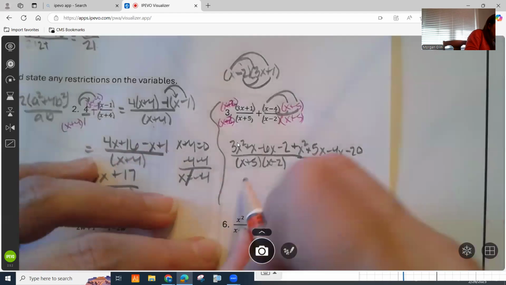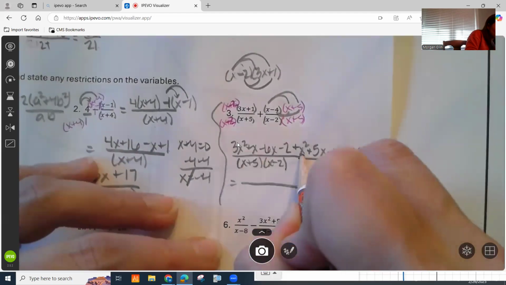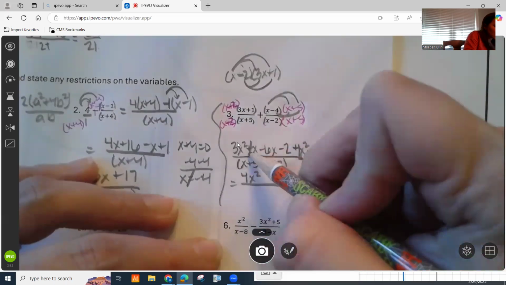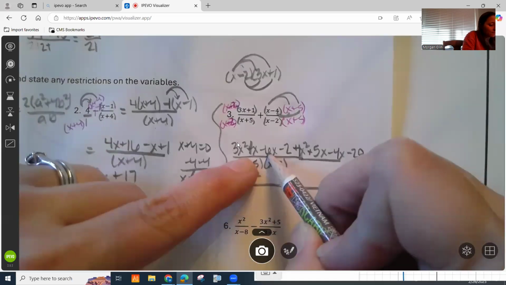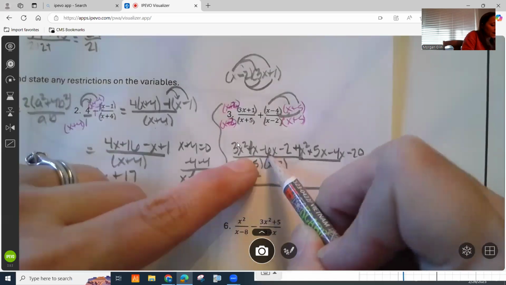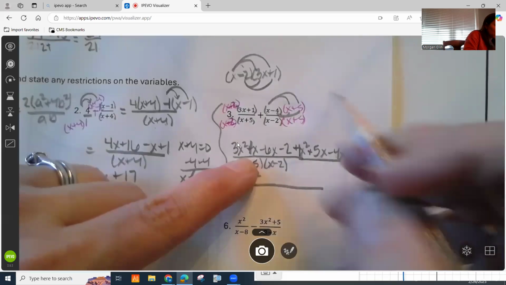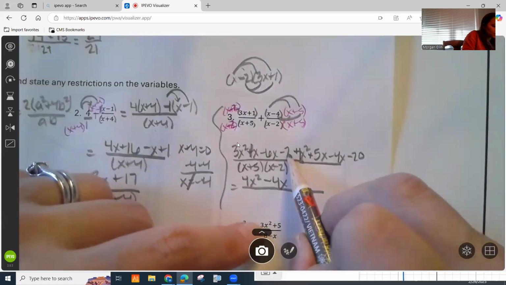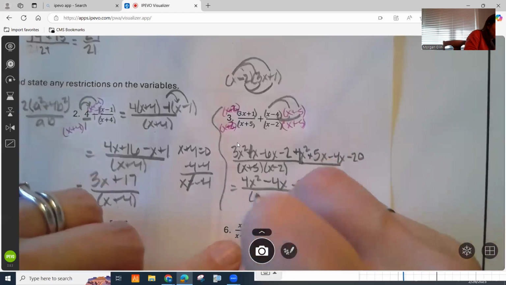Okay, now add your like terms. I have x squared, 3x squared, and 1x squared, which gives me 4x squared. Now my x's, there's several of them. 1x minus 6x is negative 5x, and negative 5x plus 5x is 0x, and 0x minus 4x is negative 4x. And then my constants right here, negative 2 and negative 20 make negative 22. All right, and my denominators.